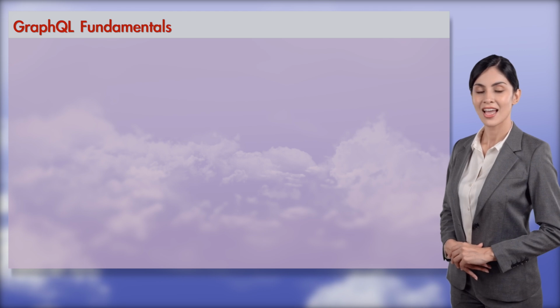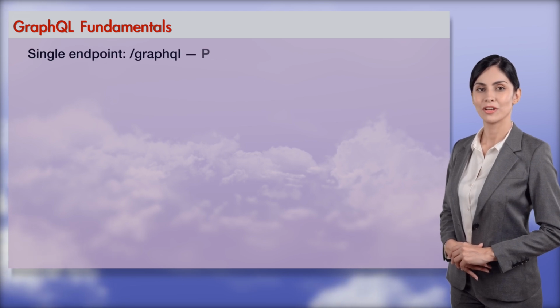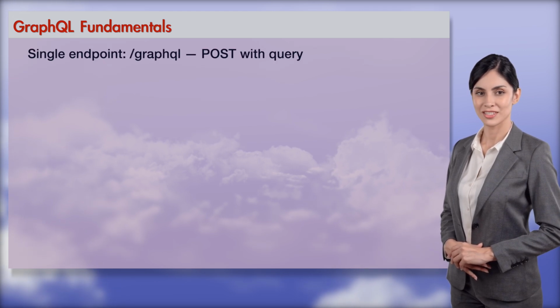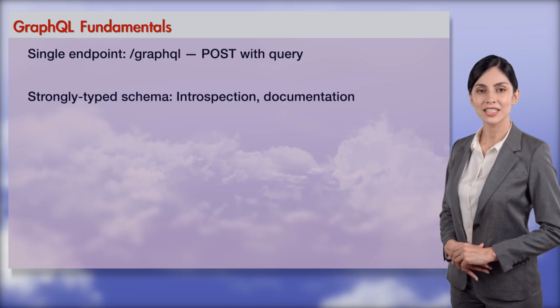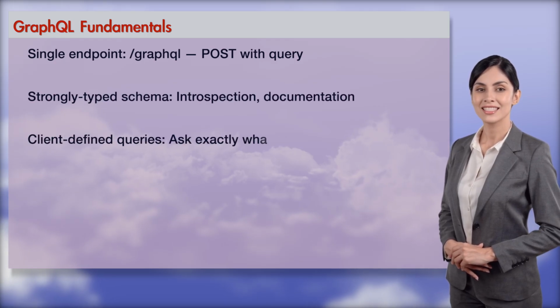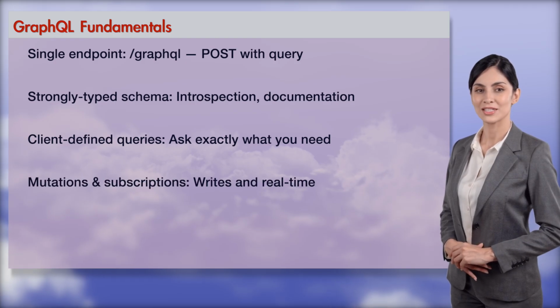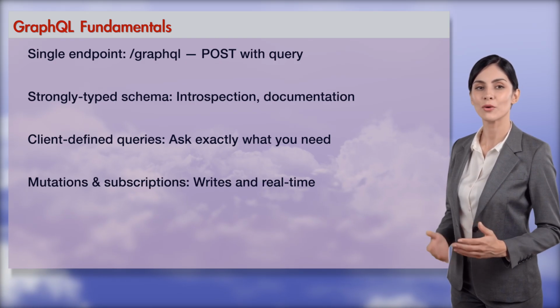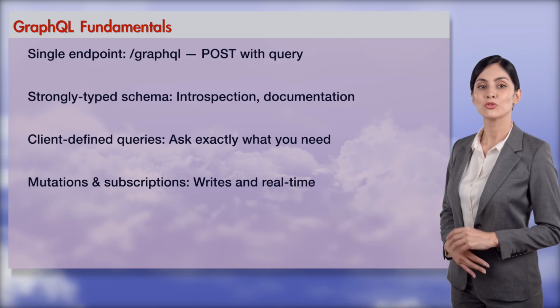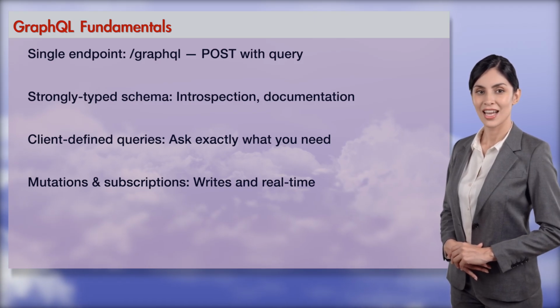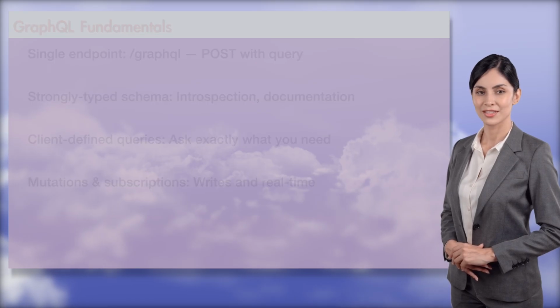GraphQL fundamentals. Everything happens through a single endpoint via POST request containing a query string. The schema is strongly typed and introspectable. Clients can query the schema itself for documentation. Clients write exactly what data they need. No overfetching, no underfetching. Mutations handle writes with input validation. Subscriptions provide real-time updates via WebSockets when data changes.